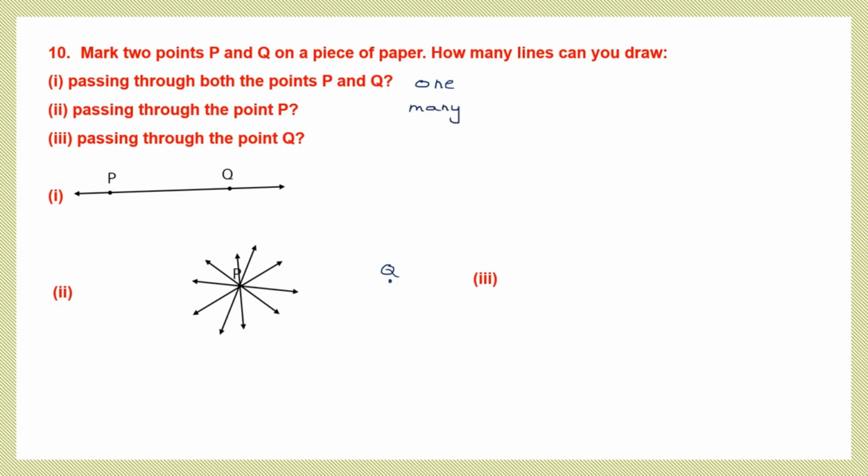Next one, how many lines can you draw passing through the point Q? So we have the point Q, and then we also have a point P, isn't it? We have drawn two in the beginning as it is given in the question. Now, only through Q, how many lines can you draw? So let's see how many lines we can draw. So 1, and then 2, 3, 4. You can draw many lines passing through Q also.